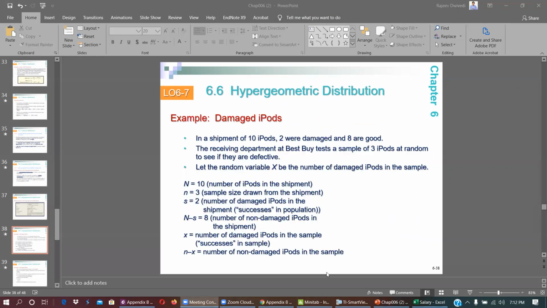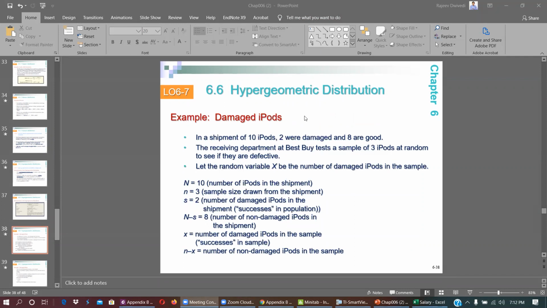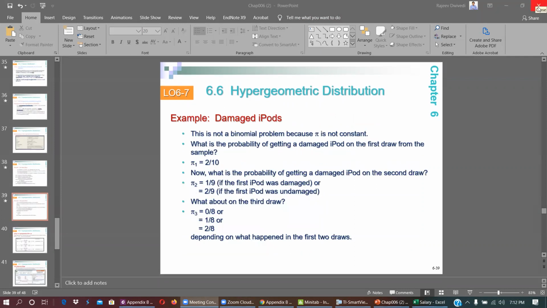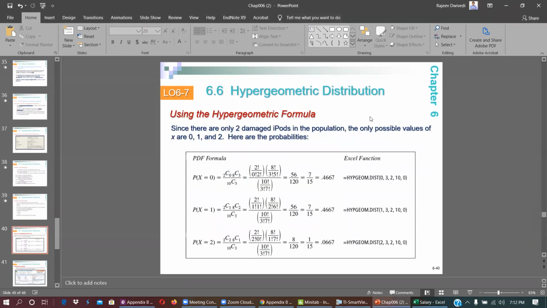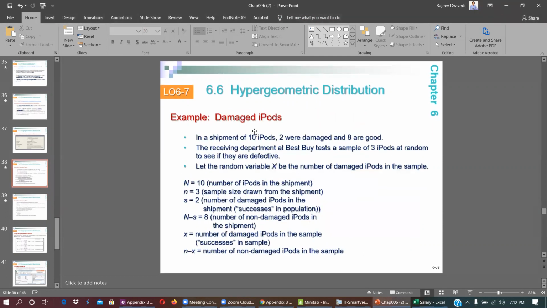Let's say this is the example here, damaged iPod. In a shipment of 10 iPods, 2 were damaged and 8 are good. The receiving department at Best Buy tests a sample of 3 iPods at random and sees if they are defective. So N equal to 10. How many in the sample? 3 is the sample they have taken. S equal to the number of damaged iPods, and 8 is the number of non-damaged. Now let's see the calculation.